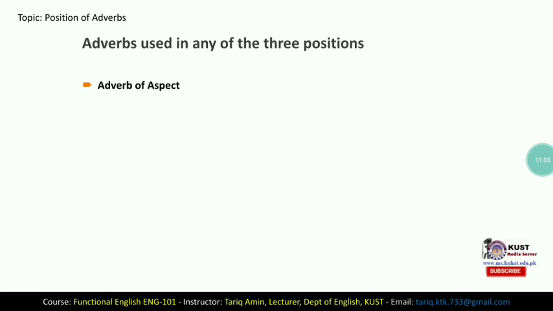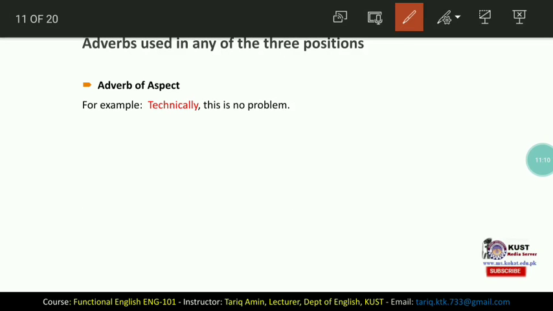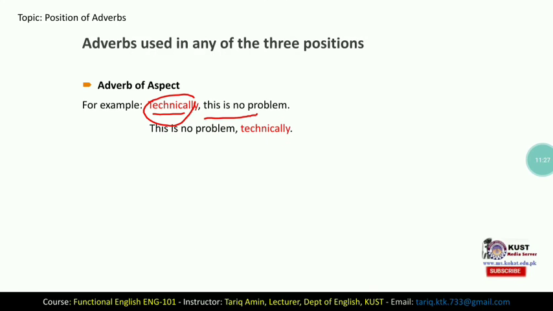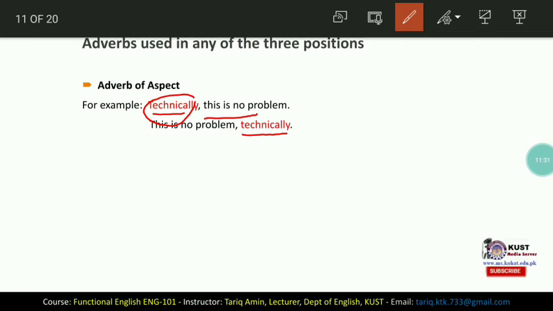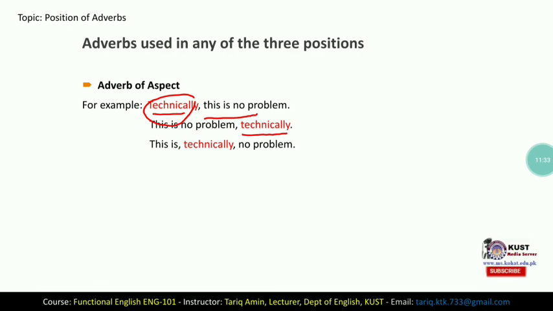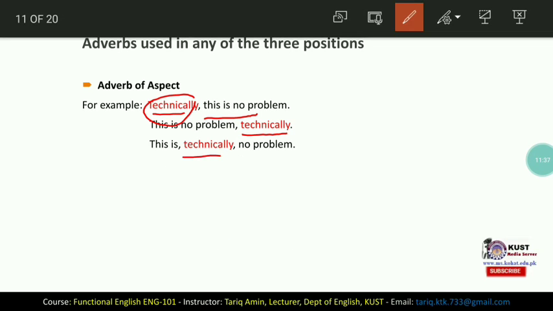Adverbs of aspect can also be used in any of the three positions. Let's discuss some of the examples. Now, technically this is no problem. This is an adverb of aspect and it shows that technically there is no problem. And we can see that technically has been used in the beginning of the sentence. It has been used in the front of the sentence. There is no problem technically. Technically is used at the end of the sentence. And this is technically no problem. Technically is an adverb and it has been used in the middle of the sentence. So adverbs of aspect can take any of the three positions in sentences.